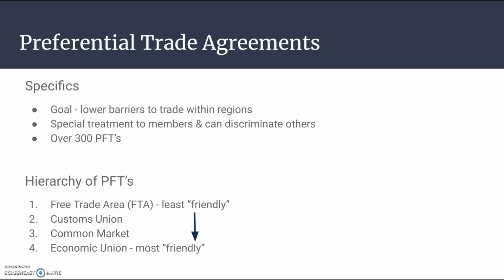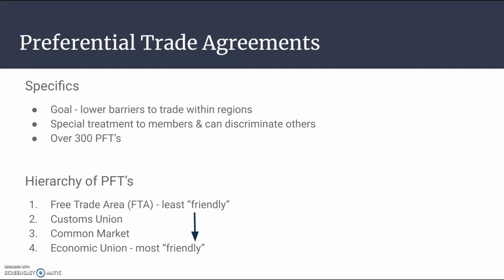Preferential trade agreements. Their goal is to lower barriers to trade within regions. They can give special treatment to their members and can discriminate against others. There are over 300 preferential trade agreements. So there are 4 different categories.